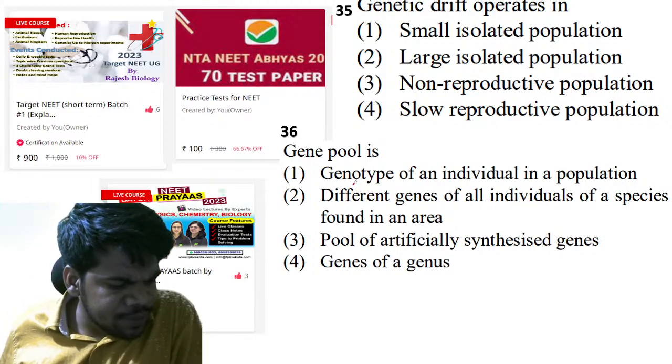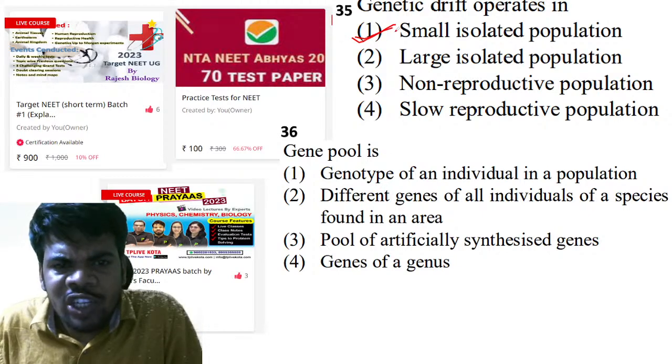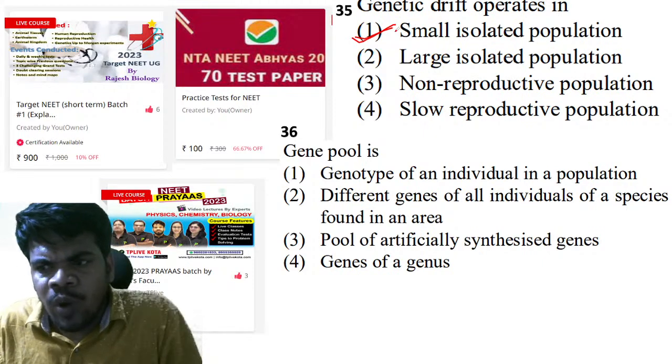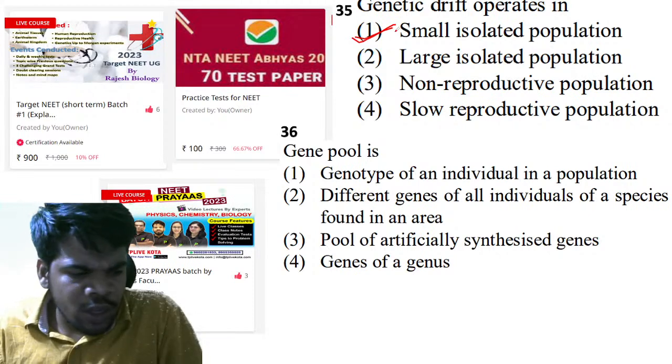Yes, correct. Chandrika, Ganeshwari, Chinnu. Small isolated population. It is merely by chance, not by selection, in a small population. The final result is either fixation or loss.